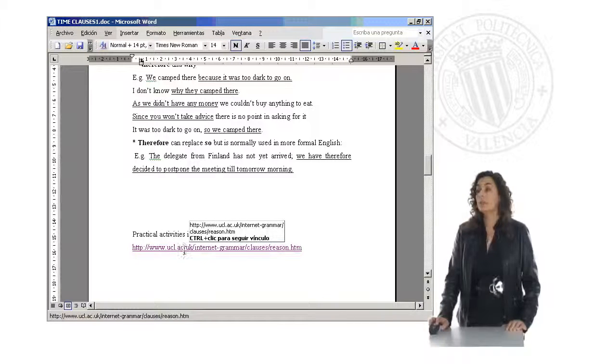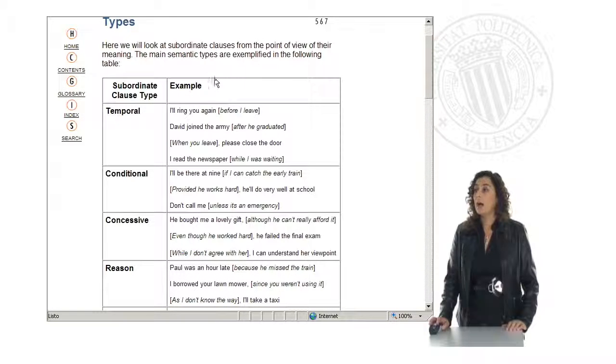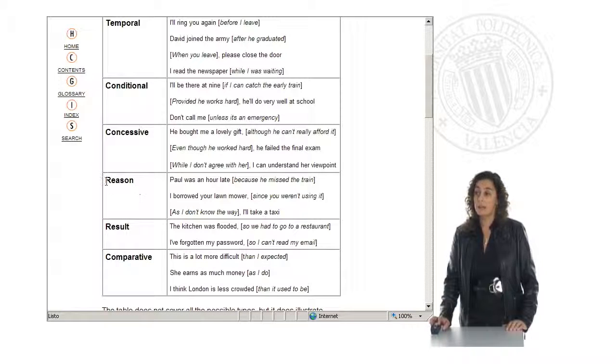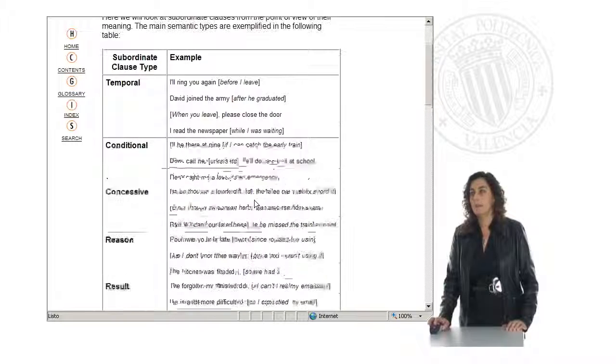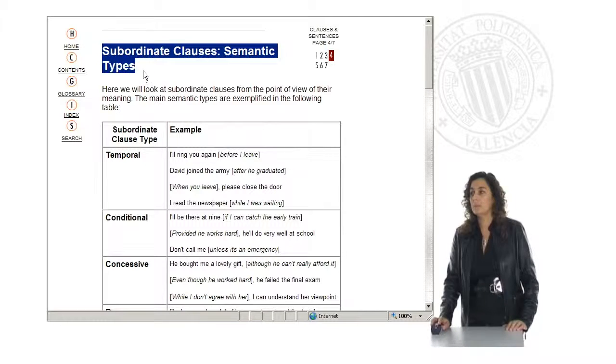And you can see some practical activities on this website. It's more the type that you can practice. Here you have different subordinated clauses. In this case, reason. Then you have more examples, and really they are separating the parts of the sentence because they want to explain to you that they are different parts. And here you can have a look at the home page, etc.